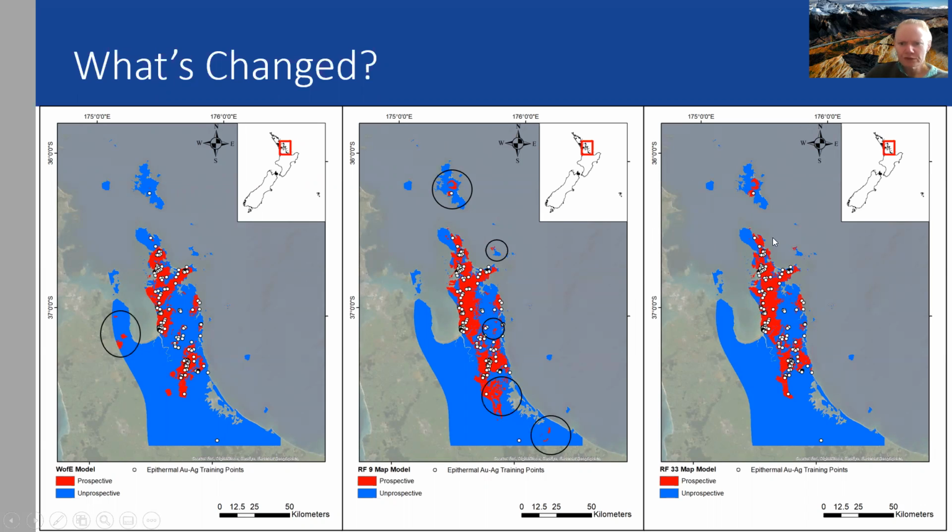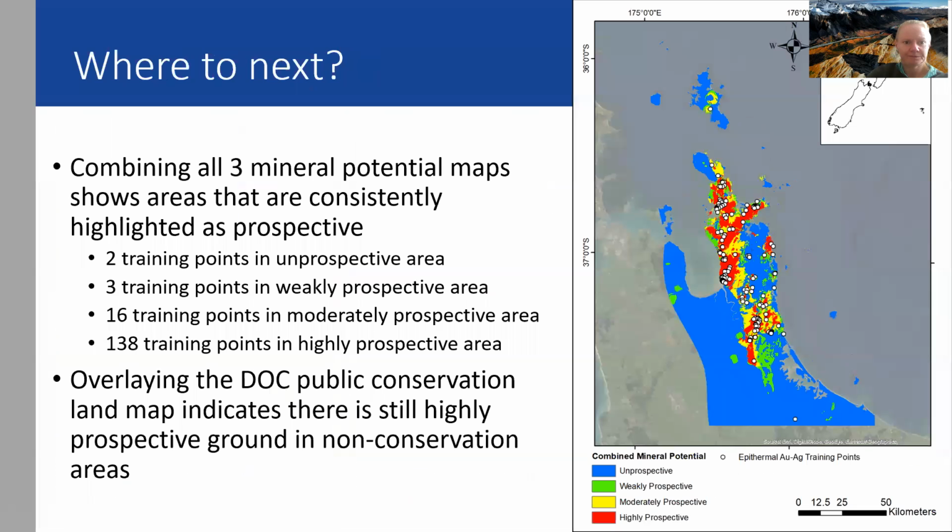In the random forest models, we've got some prospective area up on Great Barrier Island and in a few other locations down the Coromandel Peninsula that are not showing up as prospective in the other two models. So we're getting the most prospective area in the 9-map random forest model. And you can see that it's not just an extension of the existing prospective area. There are some completely new areas that are coming up that are not showing up in the other two maps.